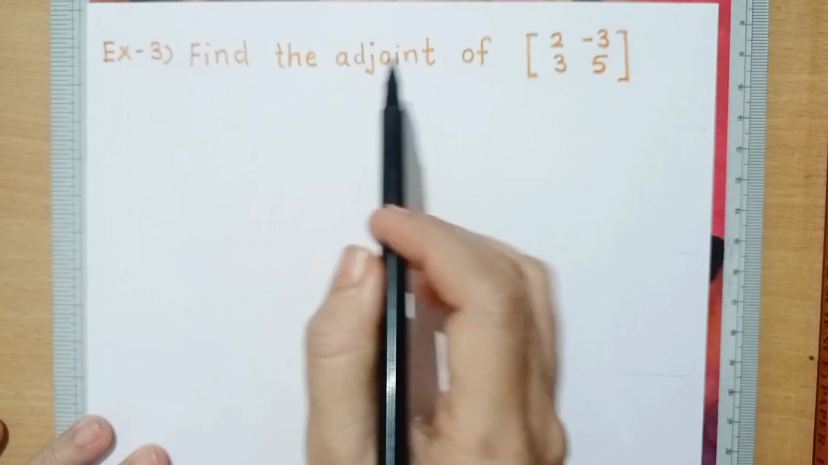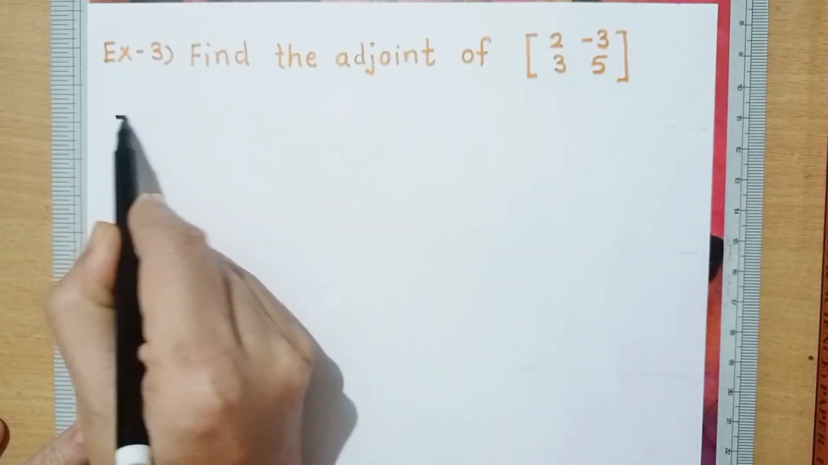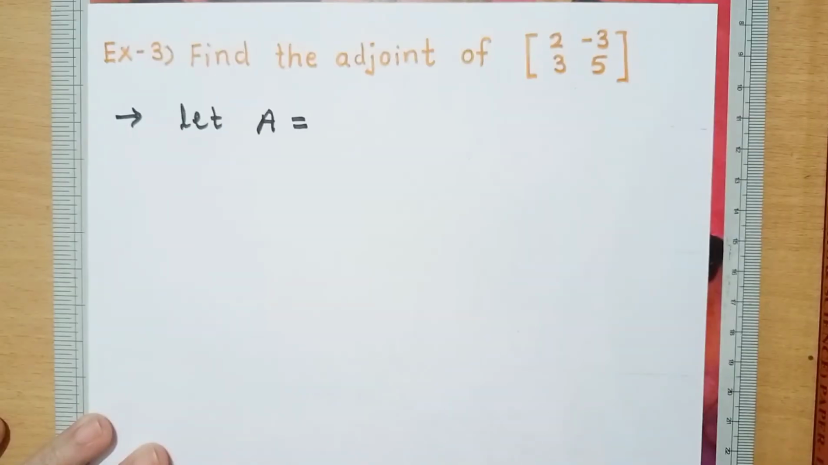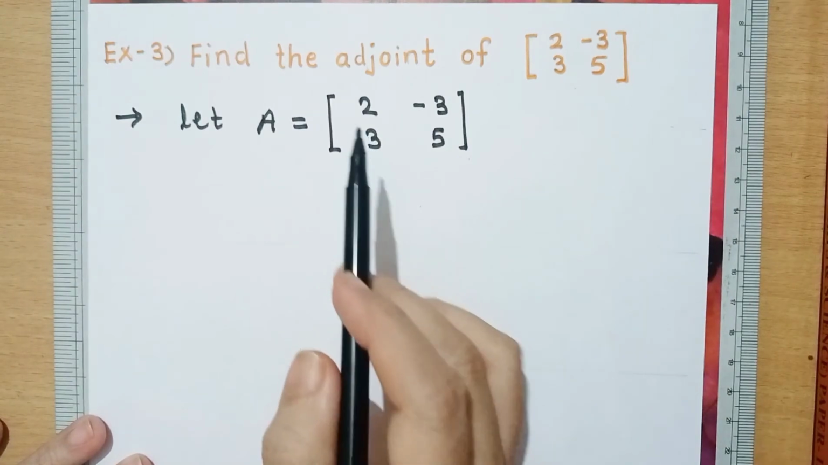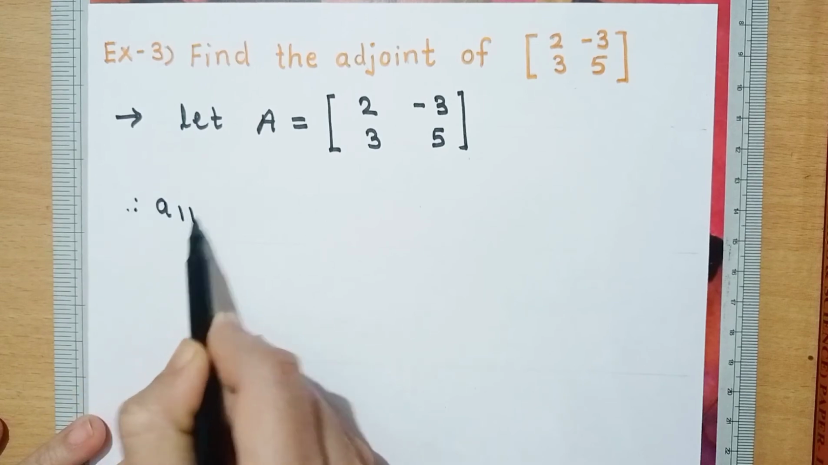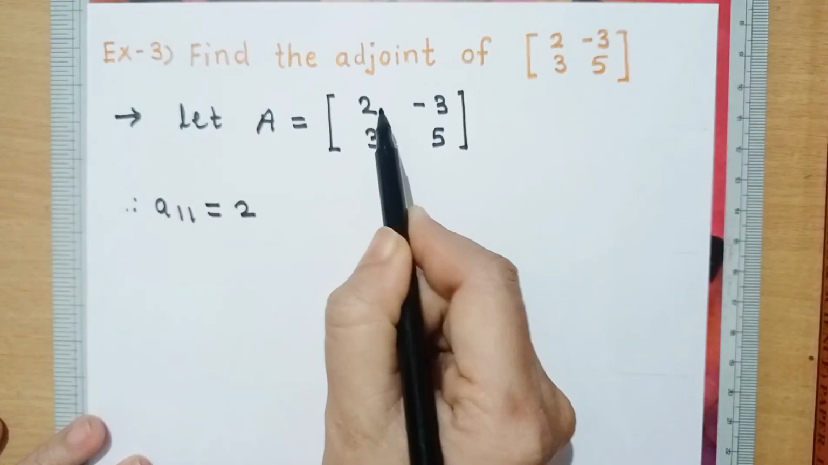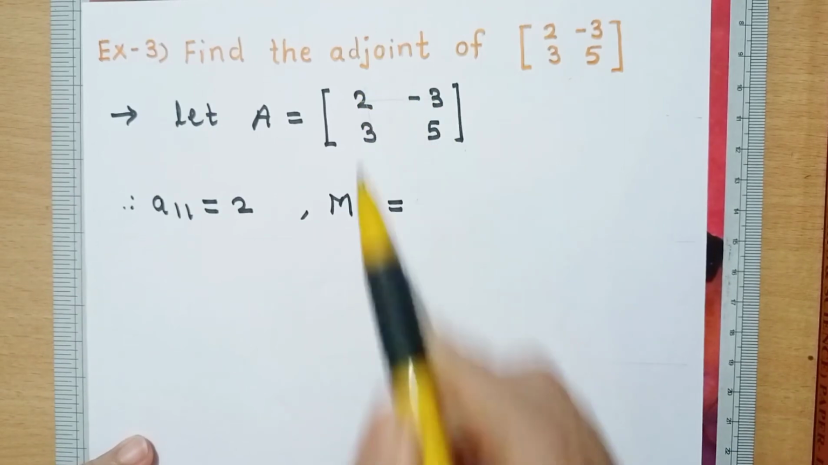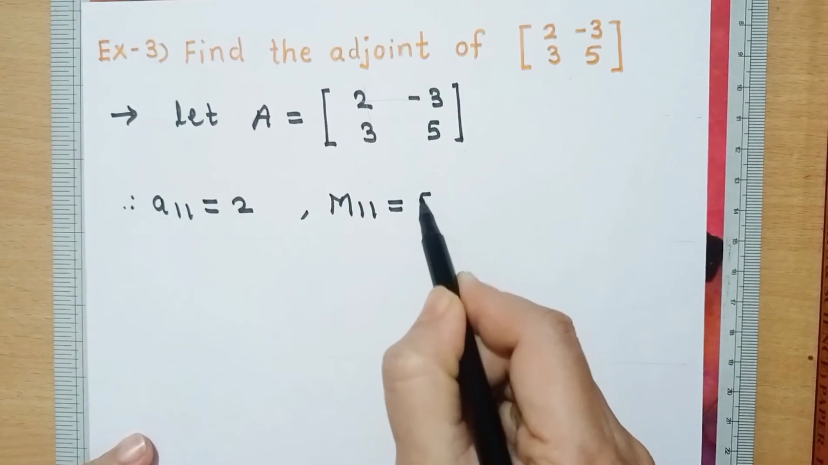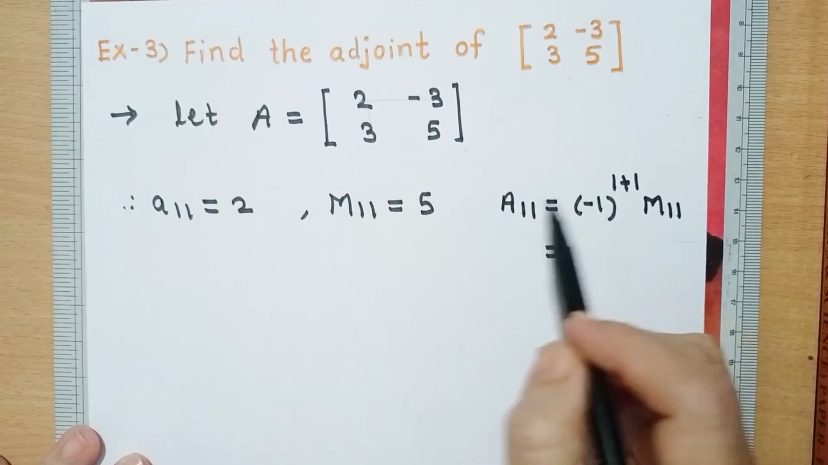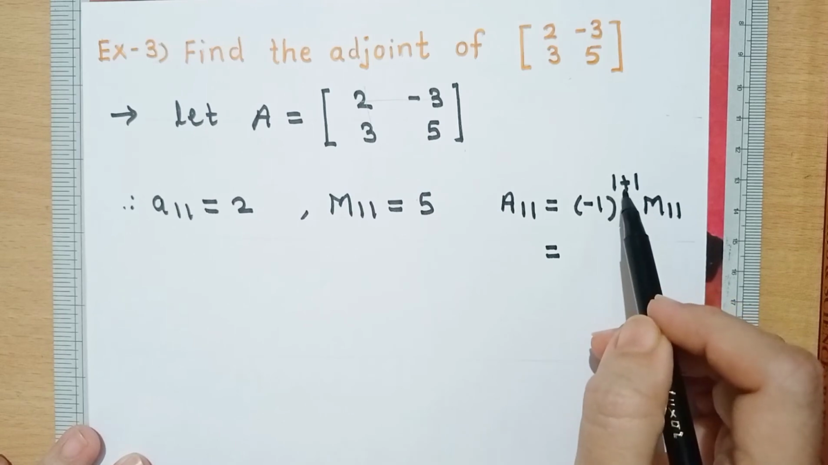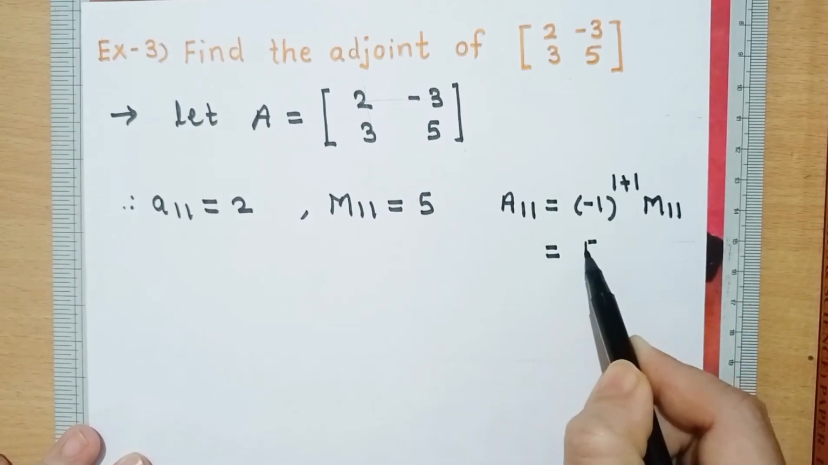Now here we have to find the adjoint of this matrix. So first we will assume A is equal to this matrix. Now we will find the minor and cofactor of each element. So our first element is A11, which is 2. By deleting this row and column, we will get this number, which is the minor of the first element. And for the cofactor, the index is an even number, 1 plus 1 is 2, so you have to write this minor as it is.